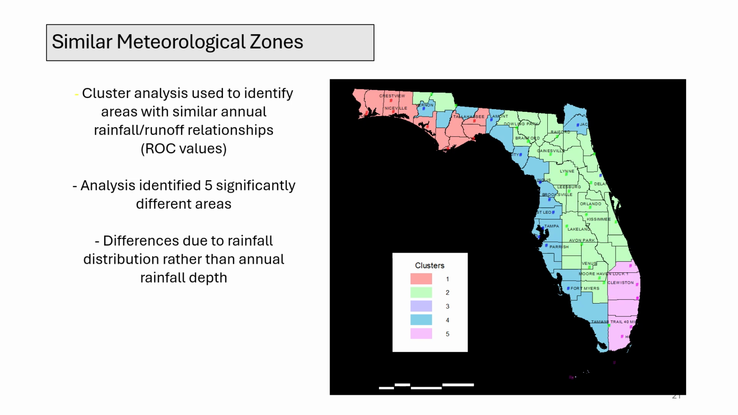This detailed approach allowed us to identify 5 significantly different meteorological regions within the state. The differences among these regions are primarily due to the unique patterns of rainfall distribution, rather than simply the annual depth of rainfall. These distinct regions, which are typically defined by county boundaries, are shown visually in the accompanying illustration.